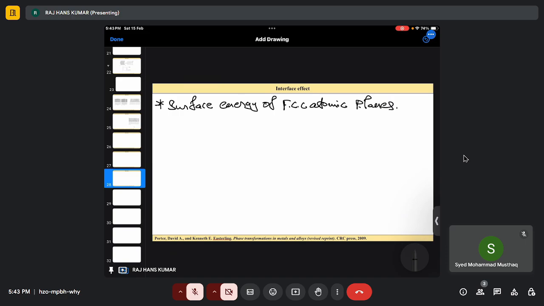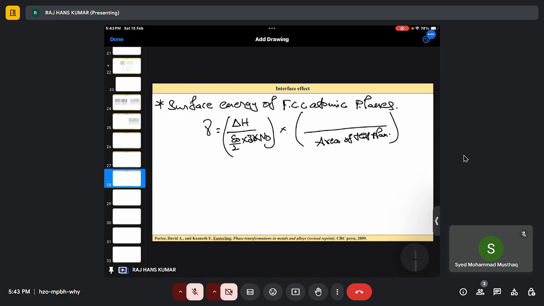Right? Now, what do you mean by surface energy? Again, the surface energy is given as bond energy per unit length, which is 2 times Z times N naught. This will be my constant times the area of that plane by the number of atoms lost.